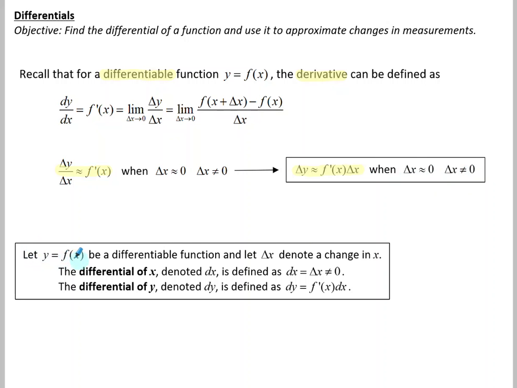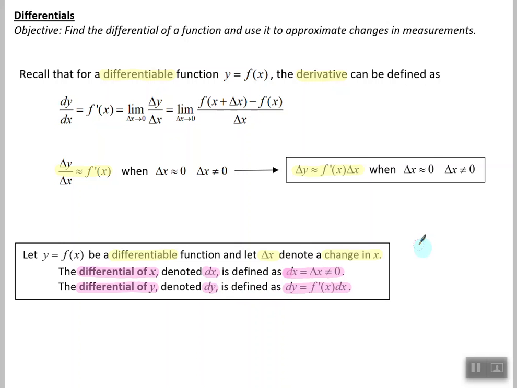Let y equal f of x be a differentiable function, and let delta x denote a change in x. The differential of x, denoted dx, is defined as dx equals delta x, which does not equal 0. There is some amount of change in x. The differential of y, denoted dy, is defined as dy equal to f prime of x dx.